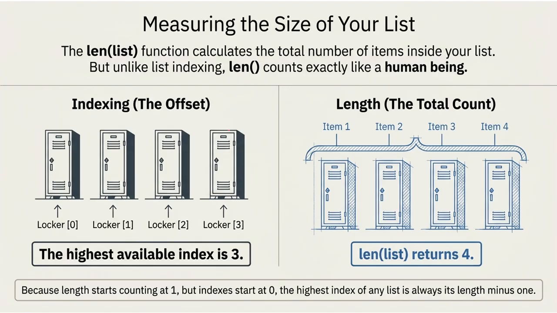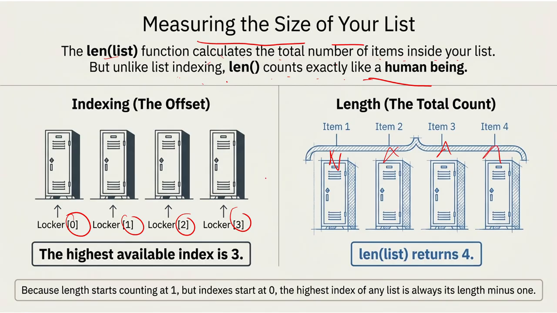Okay, so now we come down to the last piece, which is measuring the size of the list. The len function calculates the total number of items inside your list. But unlike list indexing, len counts exactly like a human being. What does it mean? Index starts at 0, but len always starts at 1. So here this will be the first item, this will be second, this will be third, this will be fourth.